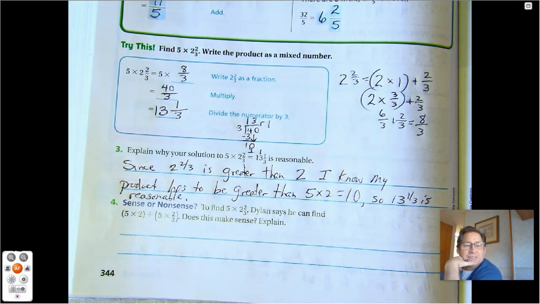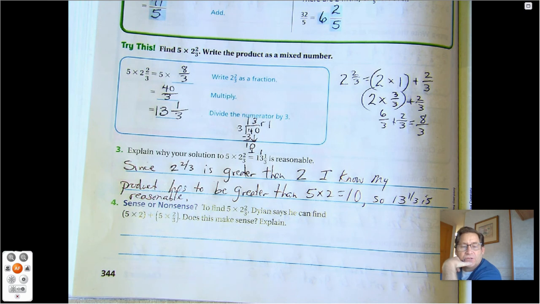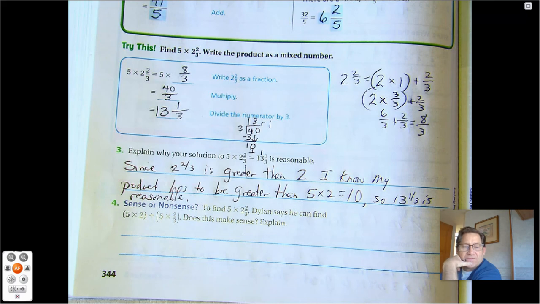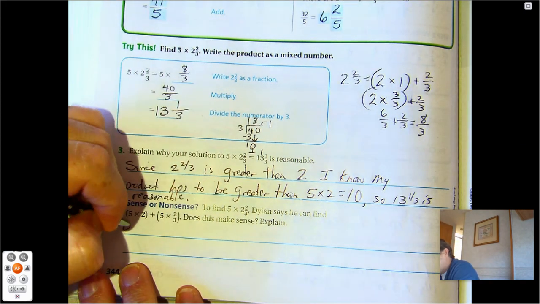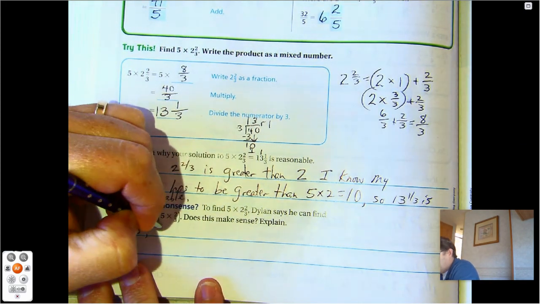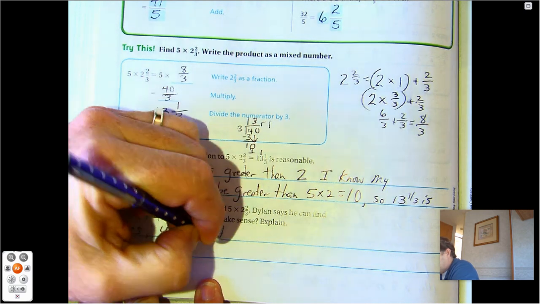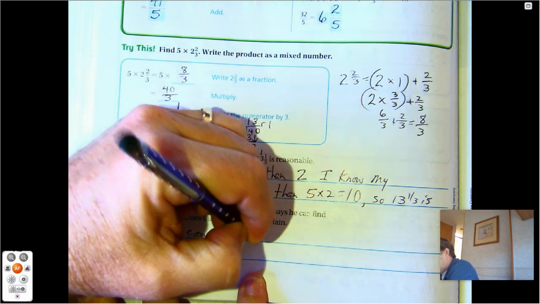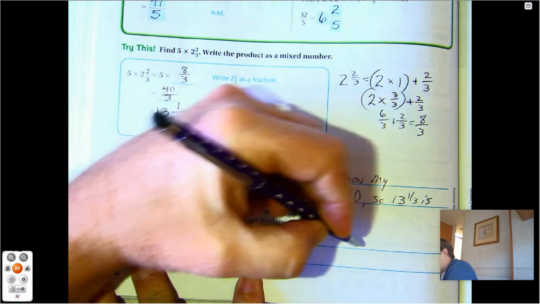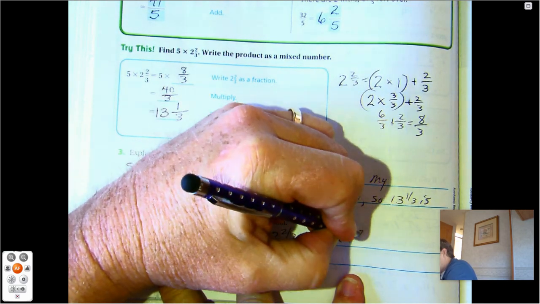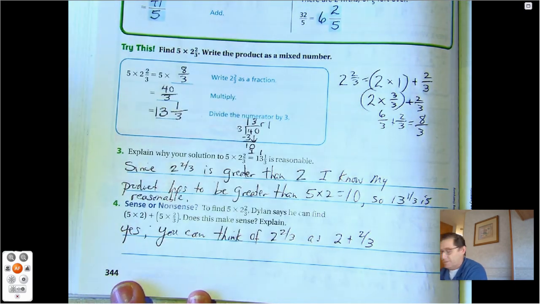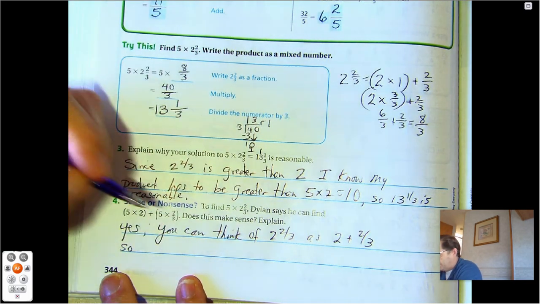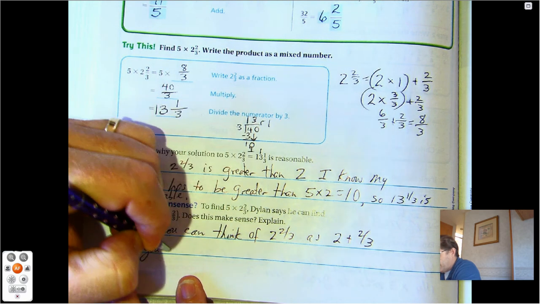All right, sense or nonsense. To find 5 times 2 and 2/3, Dylan says he can find 5 times 2 plus 5 times 2/3. Does this make sense? It does make sense. Yes. You can think of 2 and 2/3 as 2 plus 2/3. So you could use the distributive property.